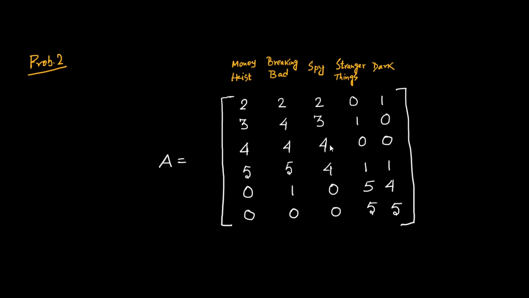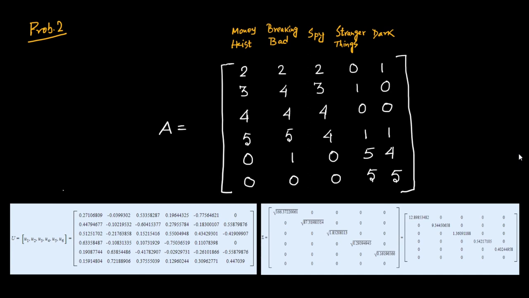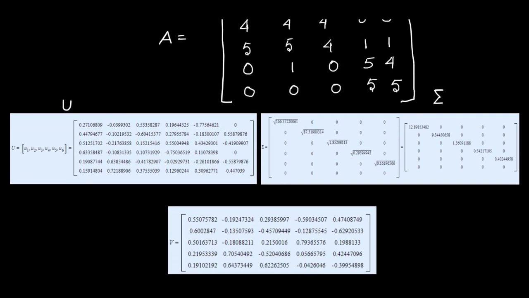Now let us see, if we find out the singular value decomposition of this matrix A, what do we get? Let us see that. We get this as our U, this as our sigma, and we get this as our V. So V transpose will be the transpose of this. So this is what we are getting.